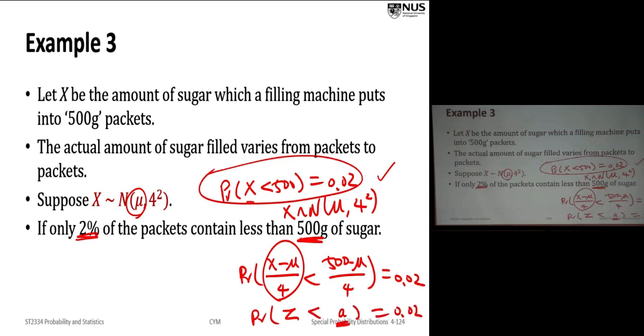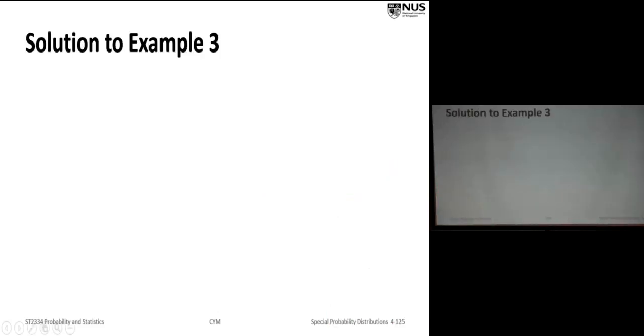Less than a constant equal to 2%. Then I set up my equation. The equation will be this number equal to this number. This number A, I use the notation A, but in fact, you can look it up from the statistics table or use a calculator to convert this A. All right? So that's how we do it.